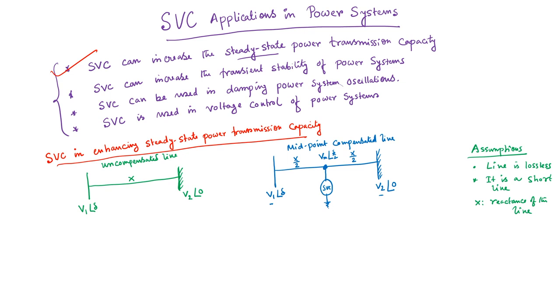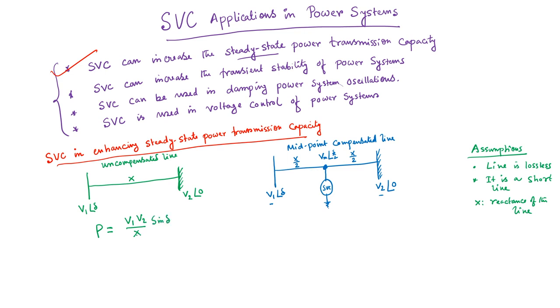Okay. Now, what would be the expression of power for this particular case? Already we have derived for this particular case. Since the line is lossless, the expression of active power would be equal to V1 V2 divided by x multiplied by sin delta.